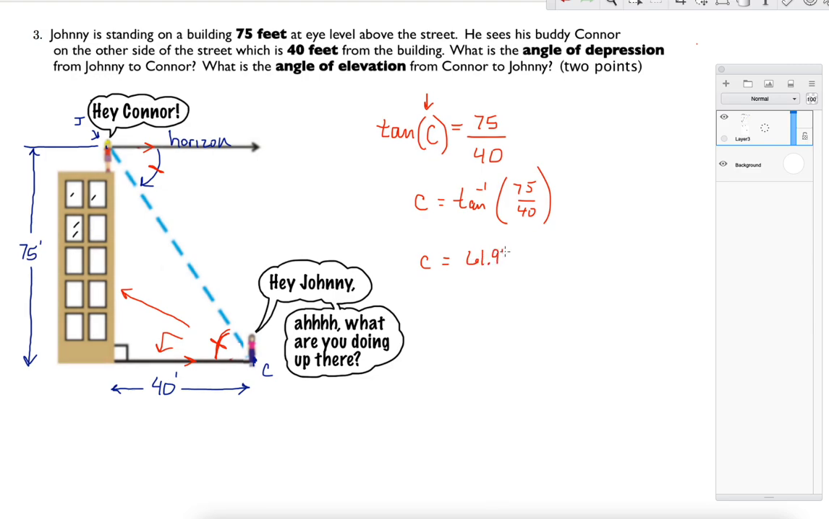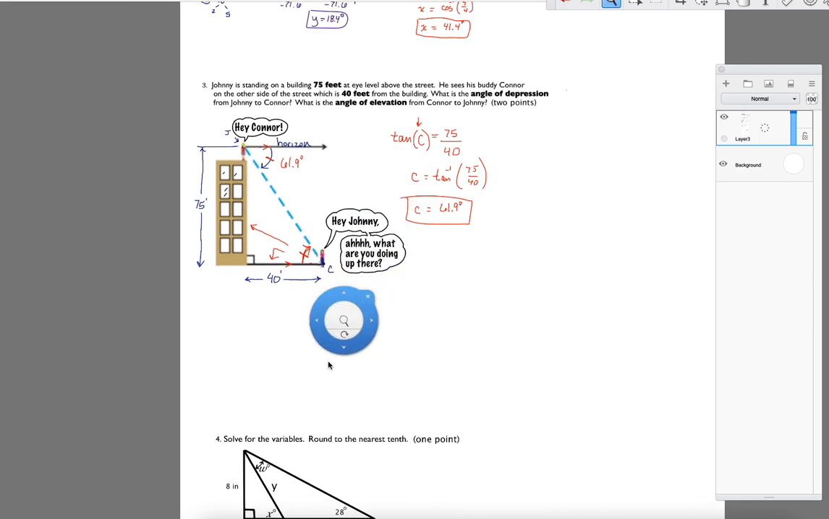61.9 degrees. So these two are congruent. That means this angle is 61.9 degrees. By the way, Connor is looking up at Johnny at 61.9 degrees, and this would be angle of elevation. So this one is an elevation, and this one is a depression. Very good. There's that one.